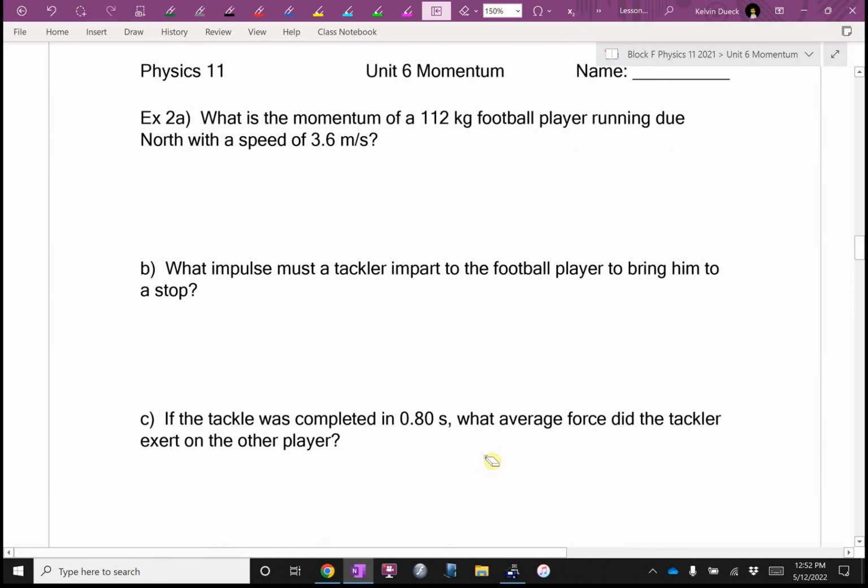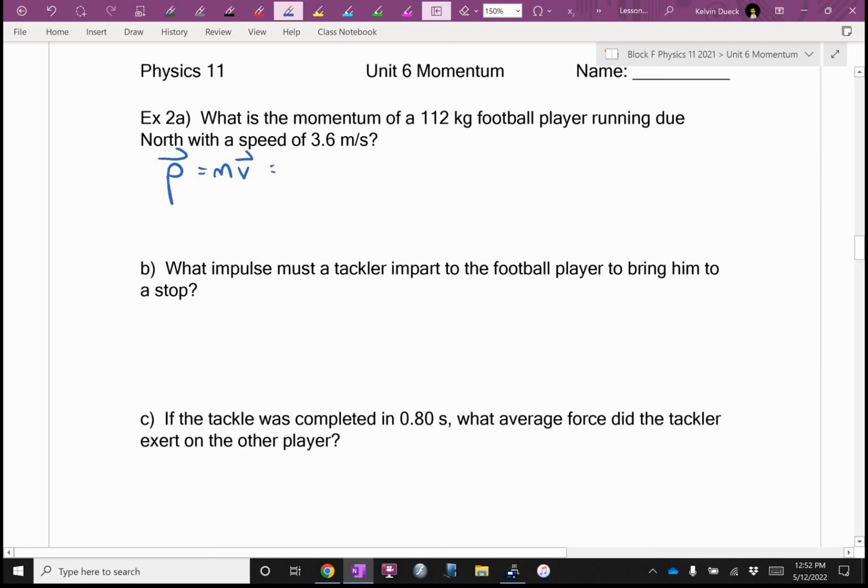We can start to use momentum to analyze collisions, and a good collision to look at, for example, is football tackling. What is the momentum of a 112 kilogram football player running due north with a speed of 3.6 meters per second? Is this question saying what is the impulse? No. So this is not a change in momentum. What's it asking me to find? Well, momentum is mass times velocity. No delta here.